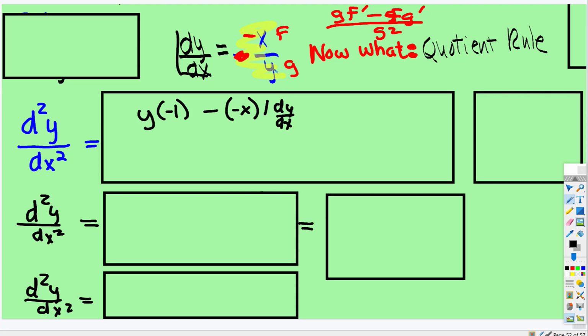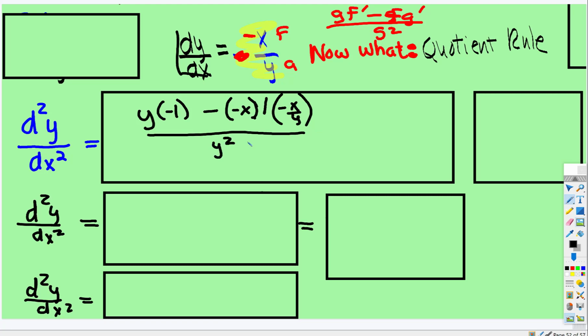Well, what is dy/dx? dy/dx is this function. So instead of dy/dx now, I'm going to go ahead and put negative x over y. And all of that is over g squared. Well, that's just y squared.